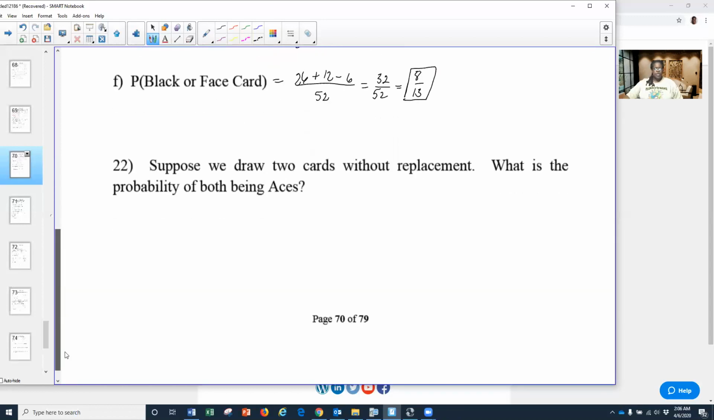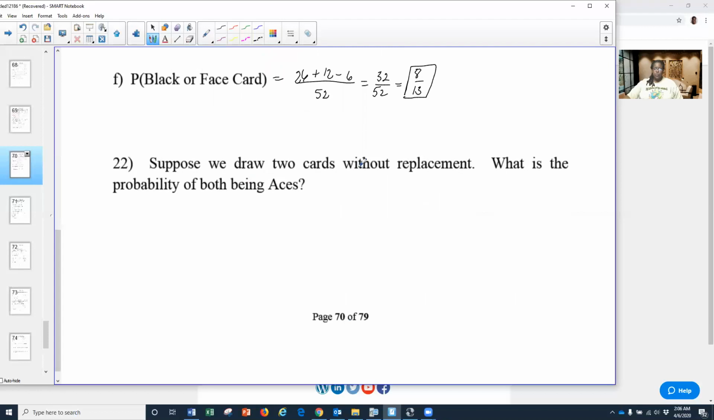All right, number 22. Suppose we draw 2 cards without replacement. What is the probability of both being aces? Now look how they worded this. The probability of both being aces. We're drawing 2 cards without replacement. What is the probability of both being aces? This right here is an AND problem.